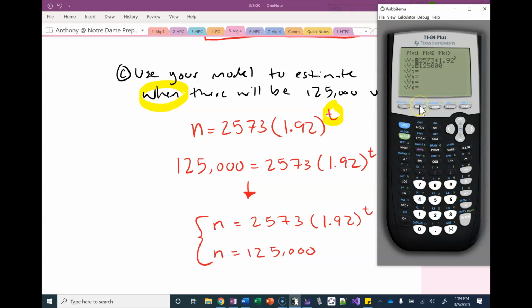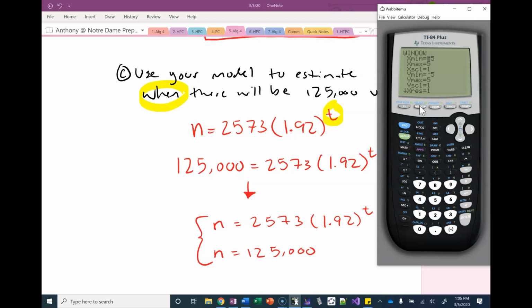What I need to do is set a window. Because more likely than not, if I just hit graph right now, I'm not going to see anything. So I'm going to press the window button, which is right next to the y equals. And now we have to think a little bit about the context of this problem. Remember, we're using the variable x to represent t, which was the time. So what's going to be the minimum value that we could have for time? I would say 0, right?